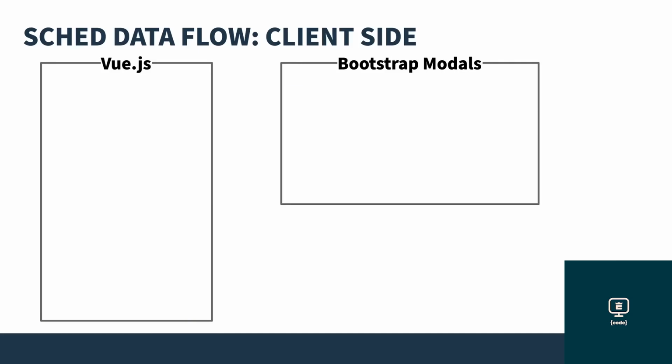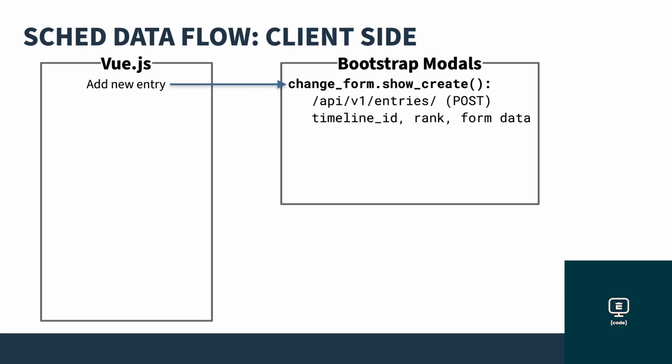Inside of the client application, there are a few things you can do. The first would be to add a new entry. When that is triggered, Vue.js calls a method on a form. That form is a Bootstrap modal form. The method is showCreate. ShowCreate takes a REST API URL, in this case the one for entries, and some data for the entry that is to be created. The ID of the timeline and the rank are set by default. The ID of the timeline is the parent timeline for this page, and the rank is set by default to one more than the highest ranking item on the page at the moment.